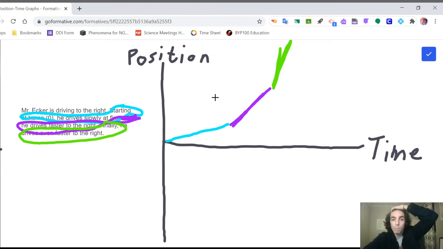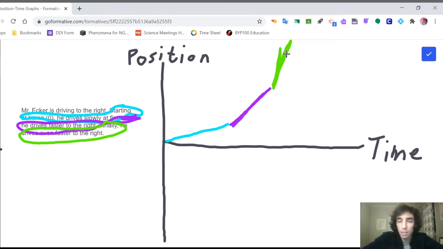Now, based on the way that this story was written and the position time graph, the way I've drawn it, it looks like I moved at one speed for however long. Maybe I was driving at 25 miles per hour for 10 seconds. Then I was driving maybe at 40 miles per hour for 10 seconds. And then in this green section, maybe I was now moving at 60 miles per hour for however long this line would go on for.